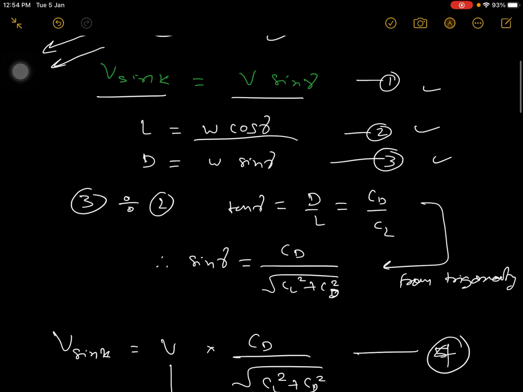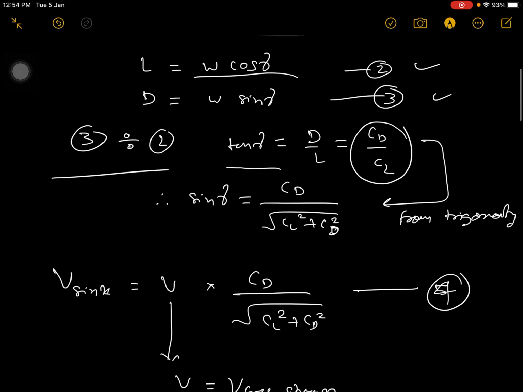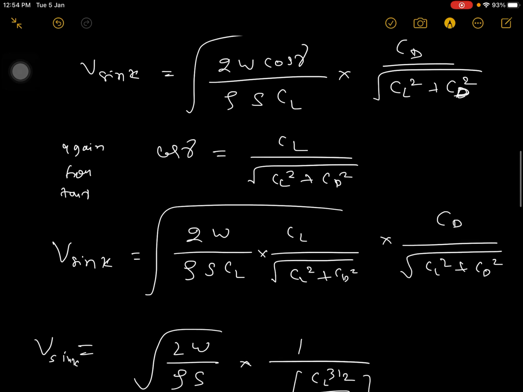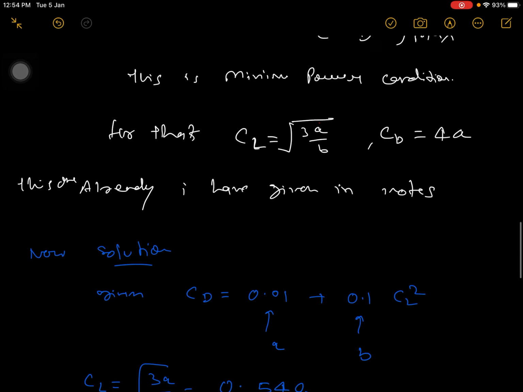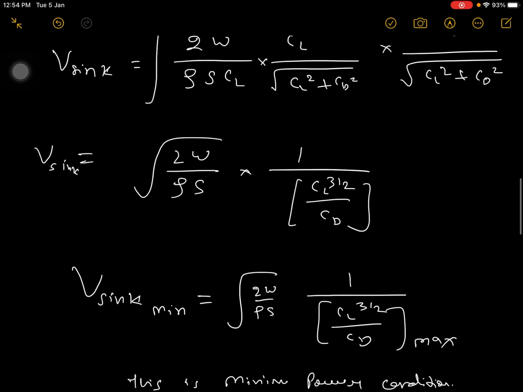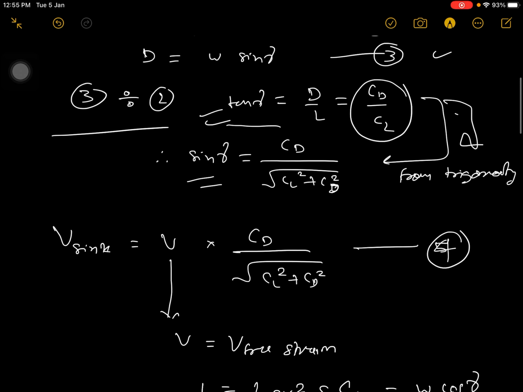Now divide equation 3 by equation 2, you will get tan gamma equal to D by L, that is nothing but CD by CL. Then from here, by using trigonometry, you can find out sin gamma, and definitely you can also find out cos gamma, which is helpful here. I have found out cos gamma somewhere as well. Here you can see the cos gamma. By using the same equation, tan gamma, we can find out sin and cos.